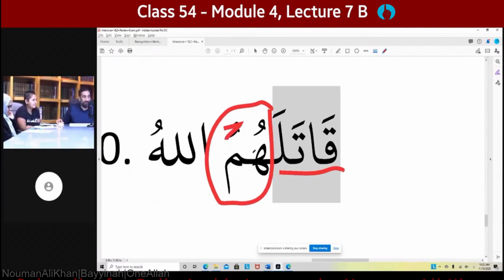When you have a fi'l and an attached pronoun, you're supposed to translate the beginning, and then ignore the attached pronoun for the second part. Therefore, it's not the doer. Qatala is he fought. Now, should we look for an outside doer? Yes. The word Allah. The word Allah is Rafa. Pretty good. Questions, quickly.